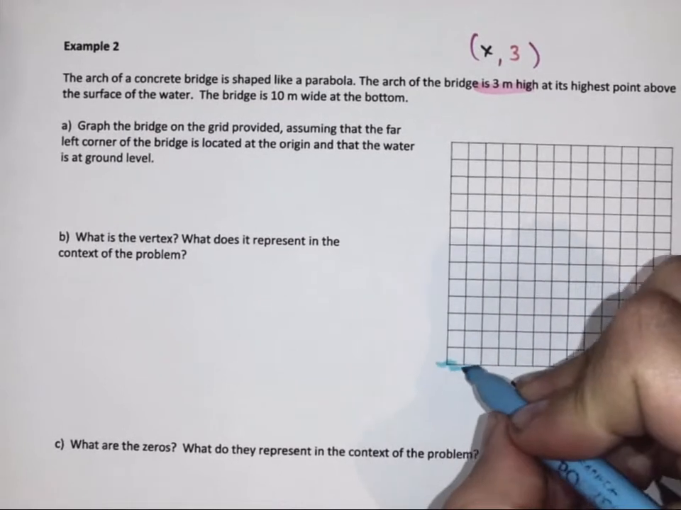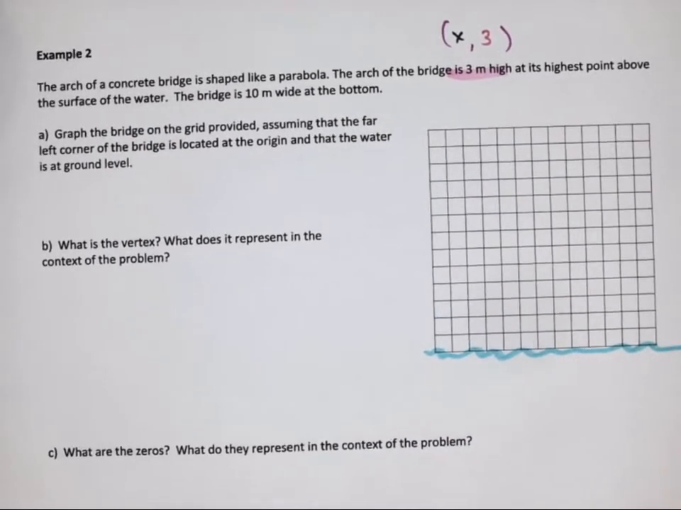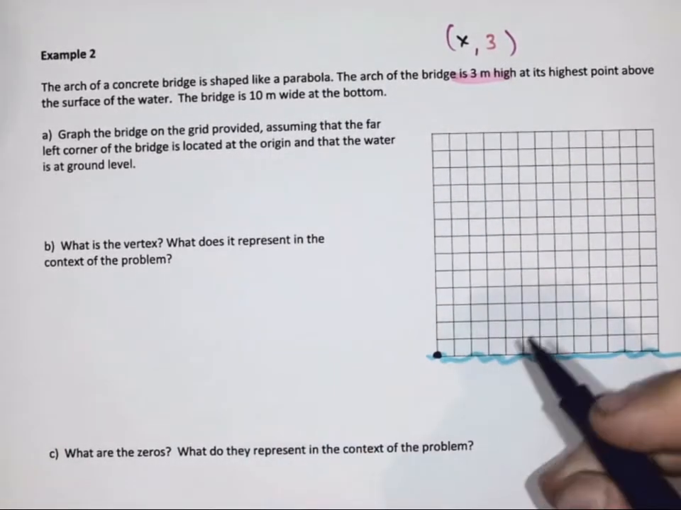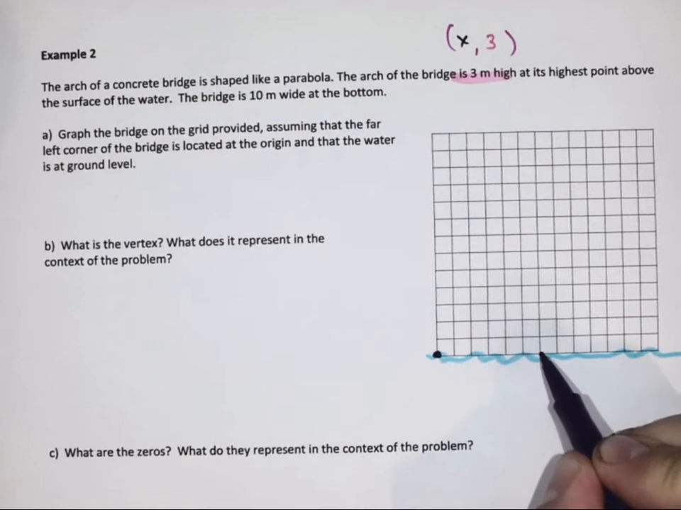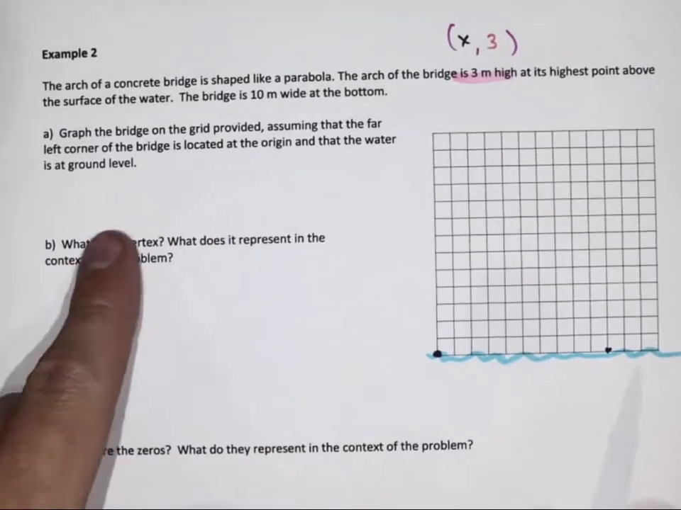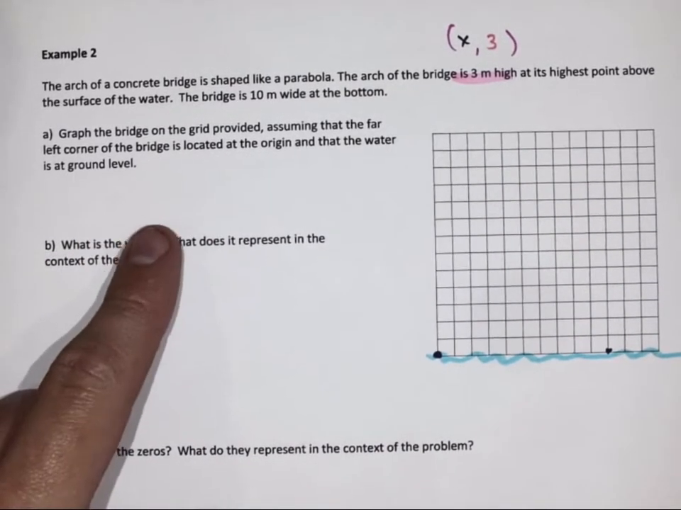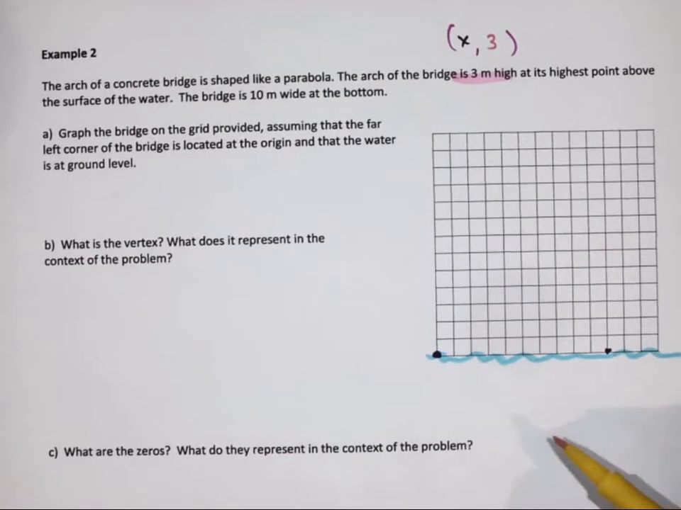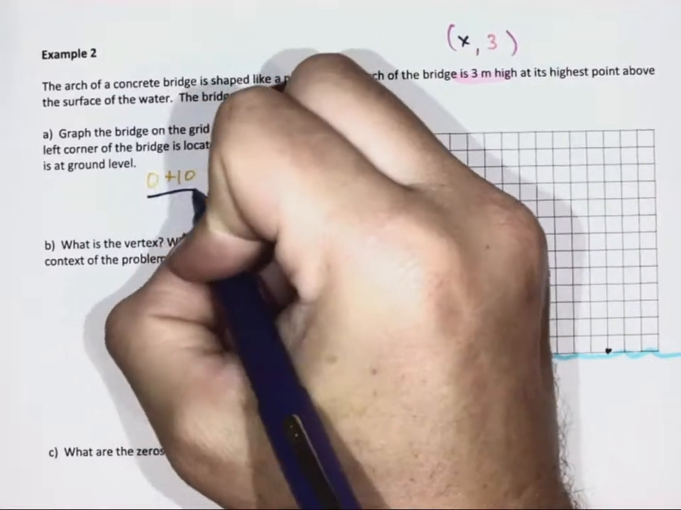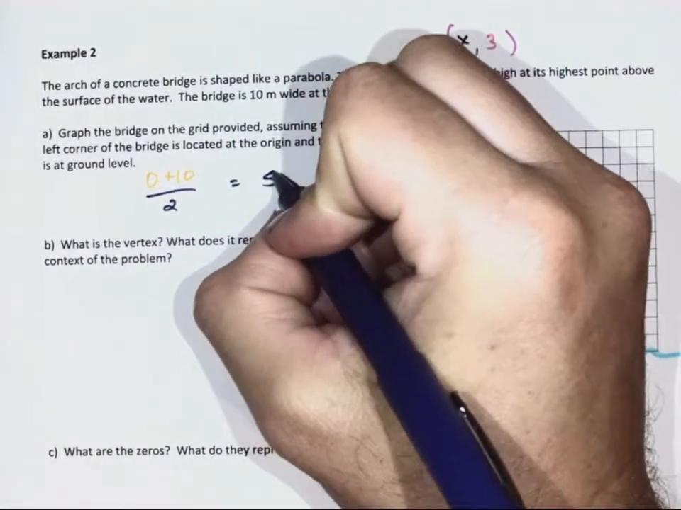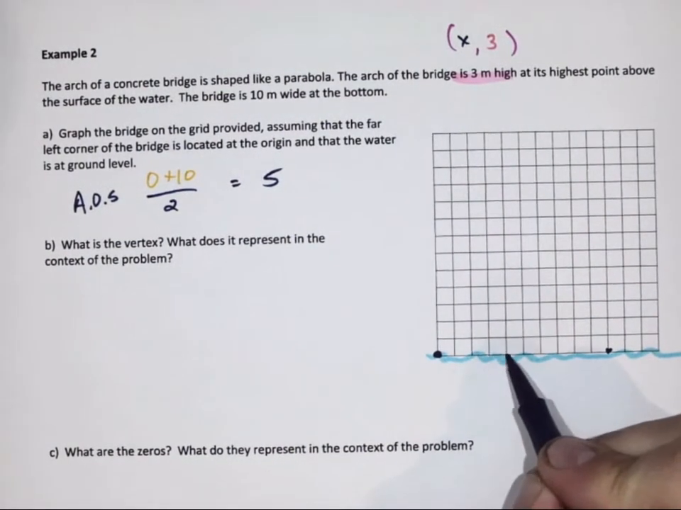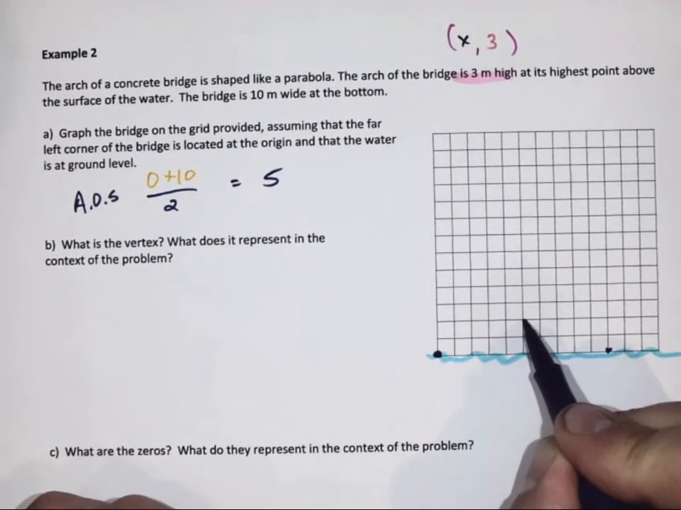So here's the water at ground level. We then have our bridge that starts at the origin, 10 meters wide: 1, 2, 3, 4, 5, 6, 7, 8, 9, 10. It's got to come down there, which means we need to find the vertex. Again, the vertex is going to be those x-intercepts, 0 and 10, all divided by 2. So that's our axis of symmetry, or halfway. And it's going to be up 3.